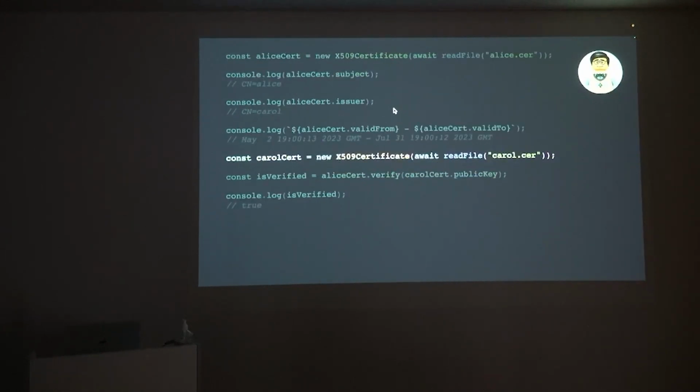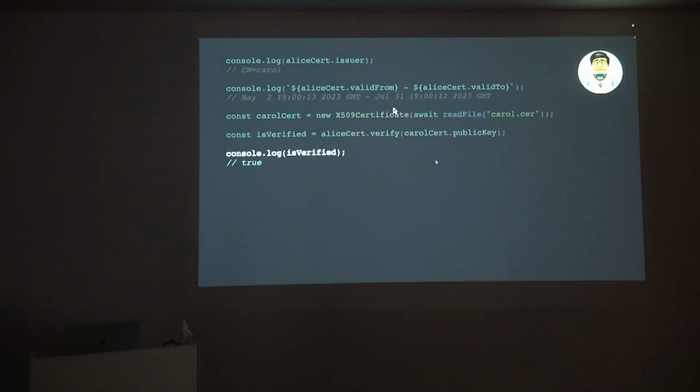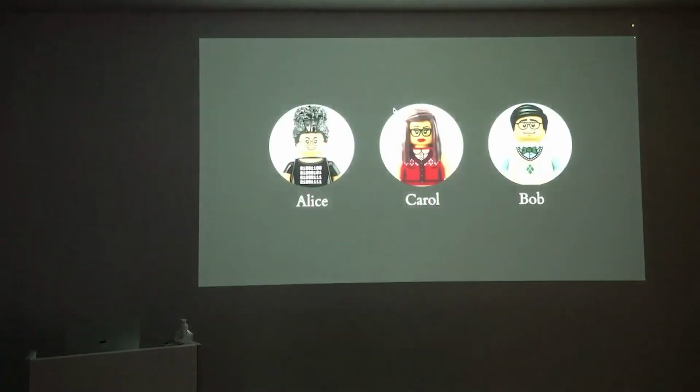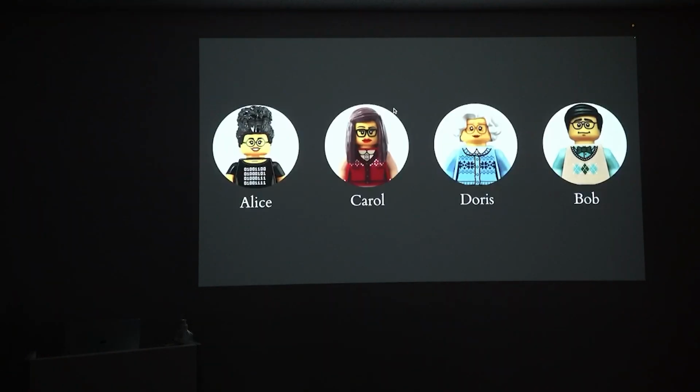And to actually perform the verification, Bob can read Carol's certificate, which has Carol's public key, and he can verify Alice's certificate using Carol's public key. And if this returns true, he can start verifying messages from Alice using her public key because it is really Alice's public key. Now you might think by now, okay, but how can Bob trust Carol and know that this public key really belongs to her? Well, how do you trust your sister? Of course, you trust your sister because your mom told you so.